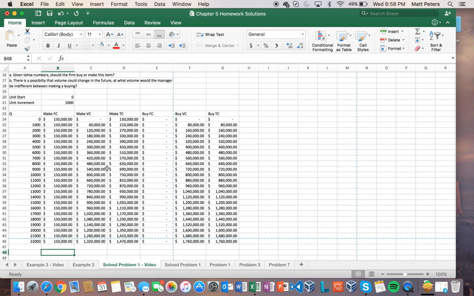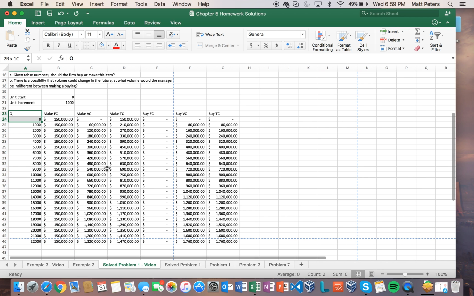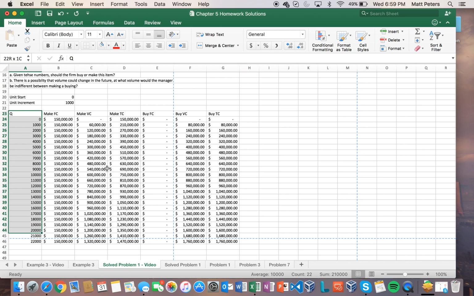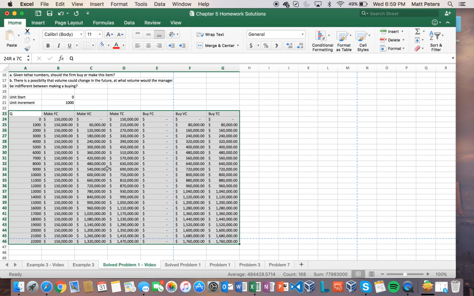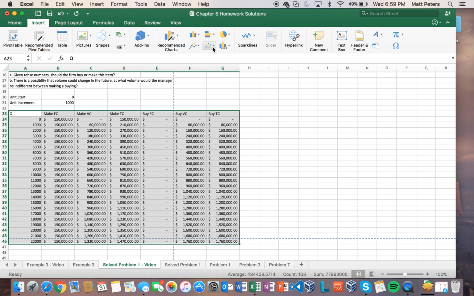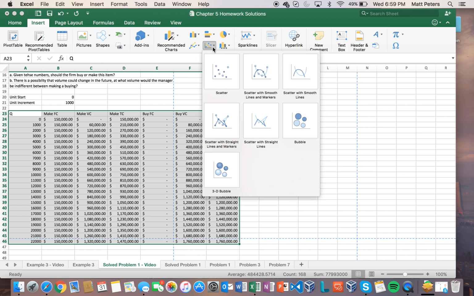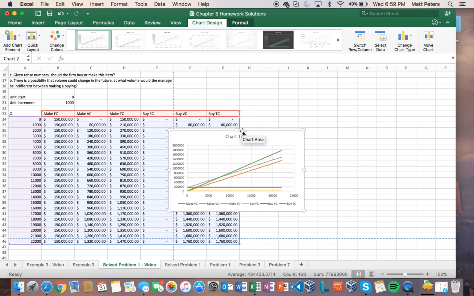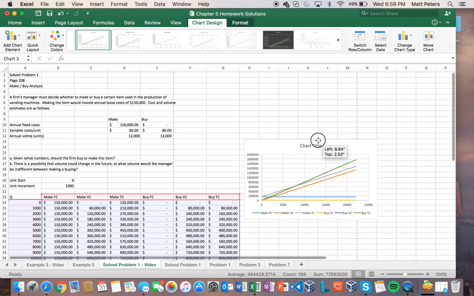Okay. So we have our chart now. We want to build our graph. So I'm going to highlight this entire chart, this entire table, and say insert the scatter diagram. And I want the scatter with straight lines. This is the same one we used before. And here we have our chart.